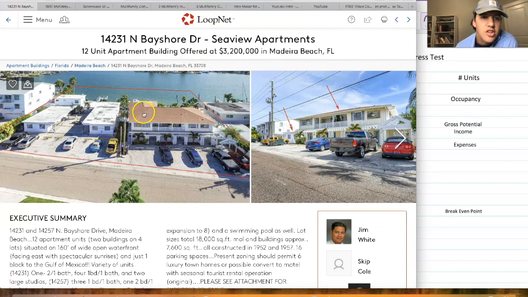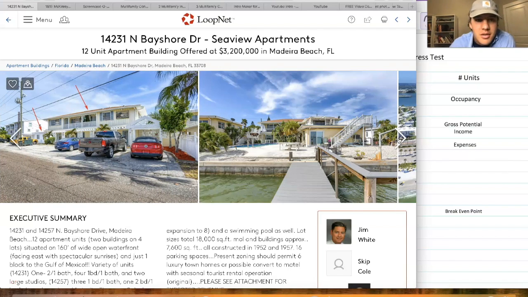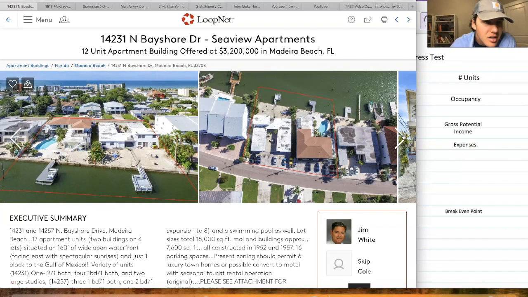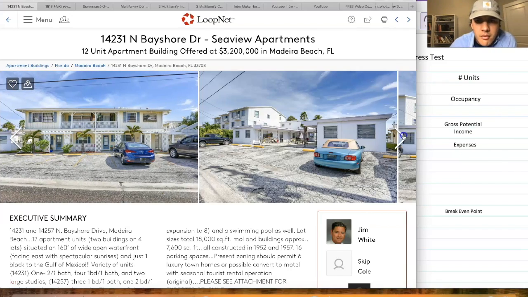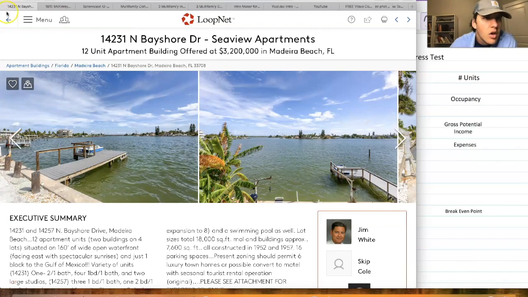I found this one just to underwrite for fun, because it's right next to the water. 12 units, 3.2 million, old building. But it's just awesome, having the water that close. So what I'm going to do here is check out the location, and I'm going to use that street view. That was kind of cool in the last one.